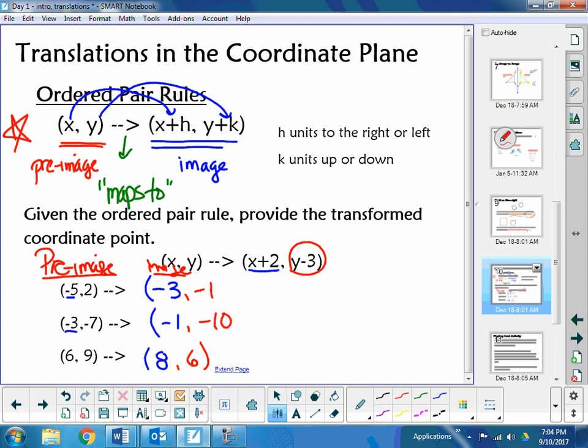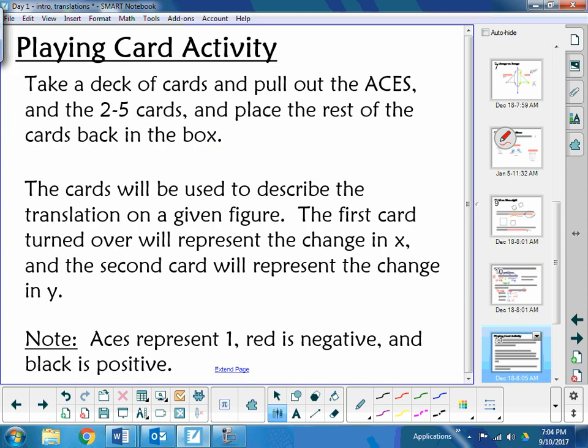Now, to practice this, instead of just a Google worksheet, we're going to do what I call playing card transformations. You're going to pair up in a few minutes, take a deck of cards, and pull out the aces and the two through five cards. So ace, two, three, four, and five. Those are the only cards you're going to need. All the other cards can be put back in the box. Then you're going to use those cards, and they're going to describe a translation. You can shuffle them up a little bit.